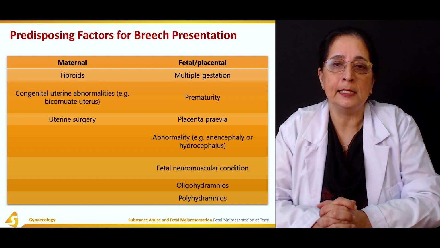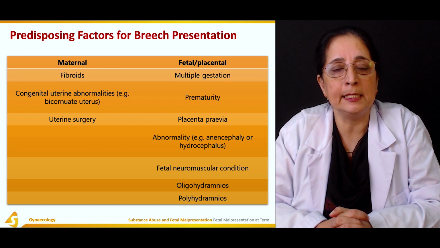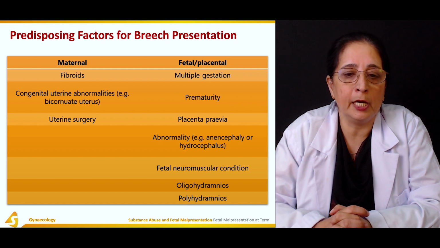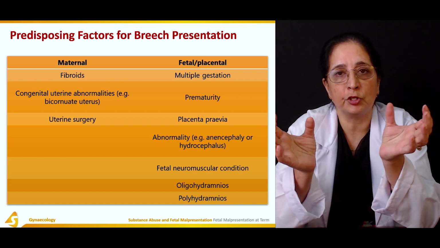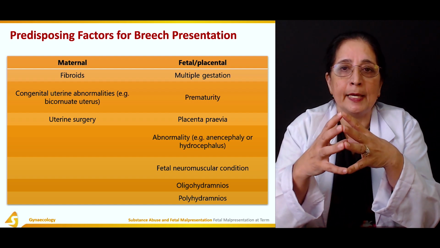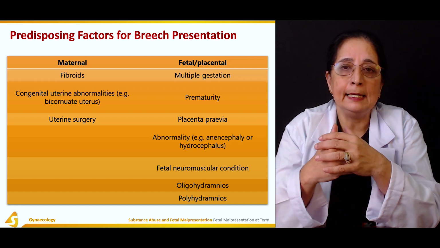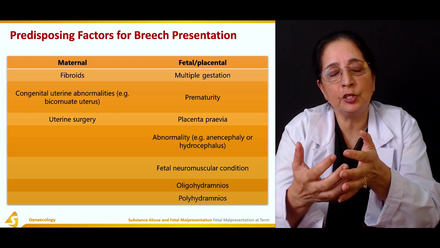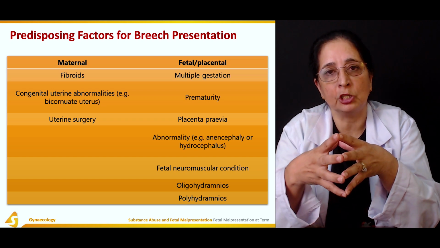Congenital abnormalities of the uterus, including abnormality in the shape of the uterus, like bicornuate uterus, in which the two cornua of the uterus are present, and again it can limit the space and limit the mobility and movement, and can lead to breech presentation. And if there is any surgery on the uterus, it can cause breech presentation also.